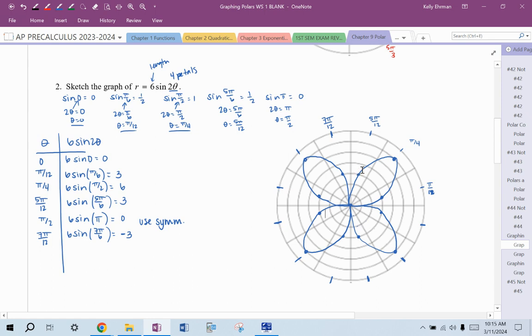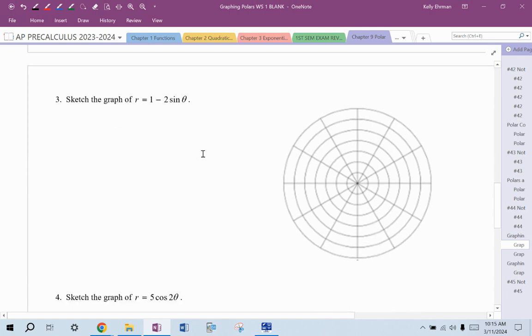Another thing to take note of is the tips of the petals are all the same distance apart. If you count how many of these, it's like 1/2, 1, 2, another half, 1/2, 1, 2, another half. That gets you from tip to tip, if that helps as well. All right, let's do number 3.